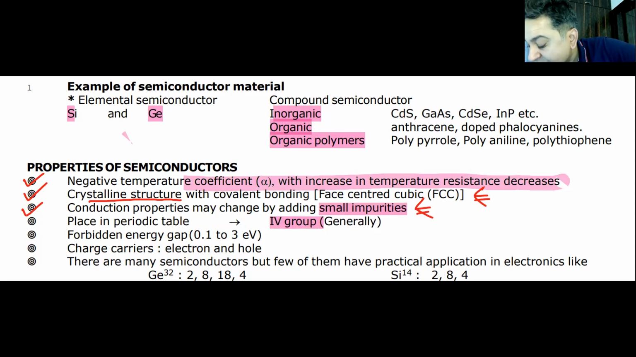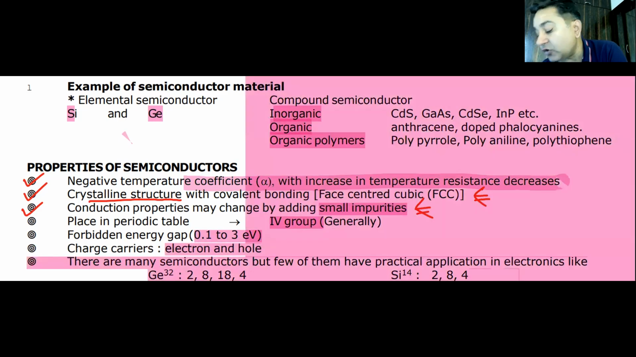Okay. Energy gap is between 0.1 to 3 electron volts. Do we understand this? Charge carriers are electrons and holes.